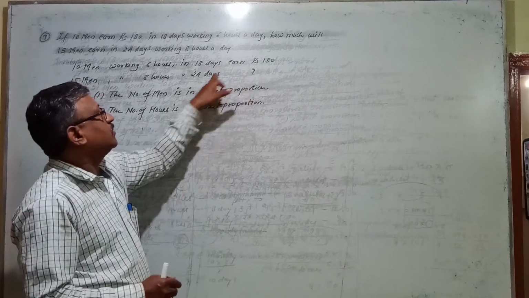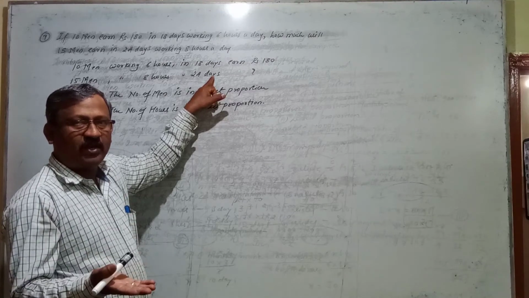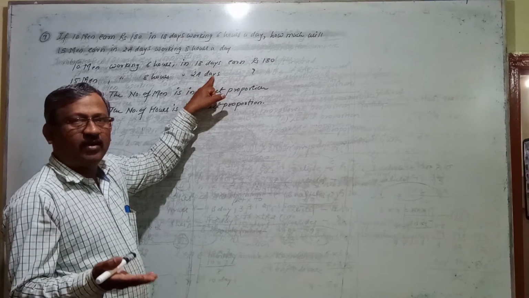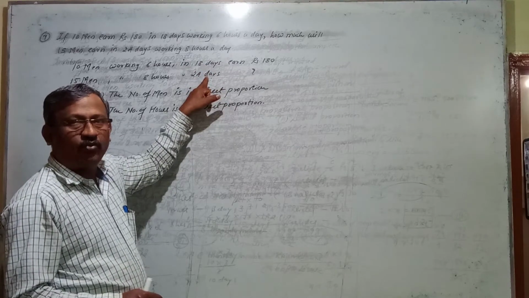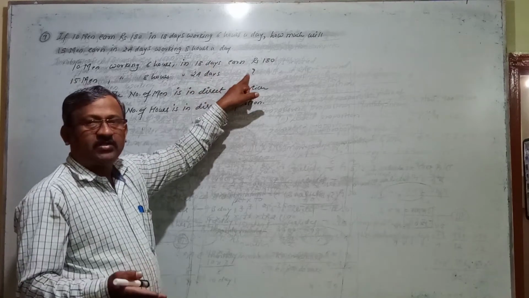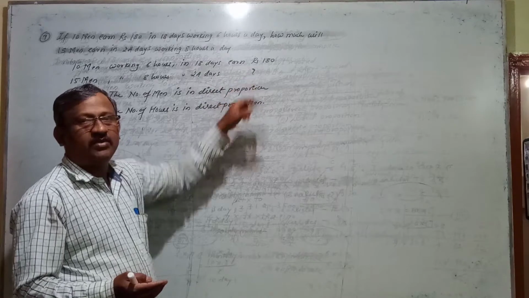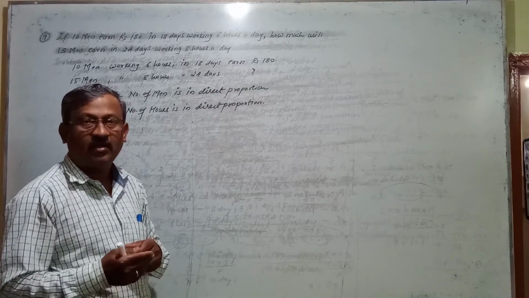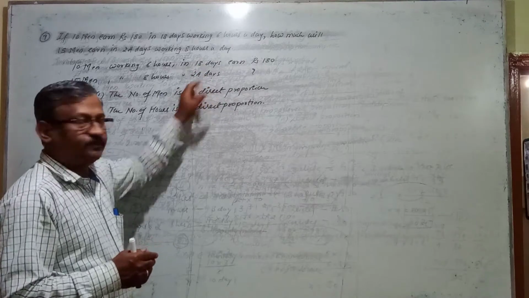So your earnings depend on the number of days. It means if you work for fewer days, you will get fewer earnings, and if you work for more days, you will get more earnings. So your number of days has increased from 18 to 24, and due to the increase in the number of days, your earnings are also increasing. So again, both are increasing. That means the number of days is also in direct proportion. Yes, days have increased from 18 to 24.